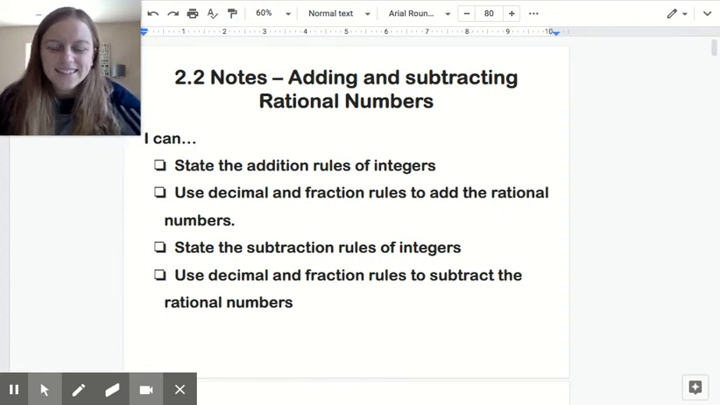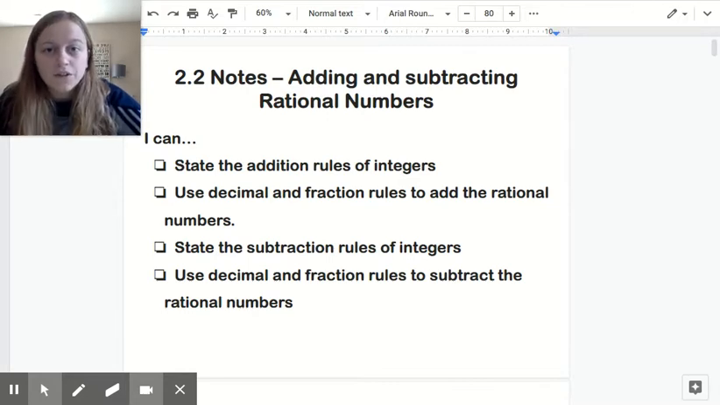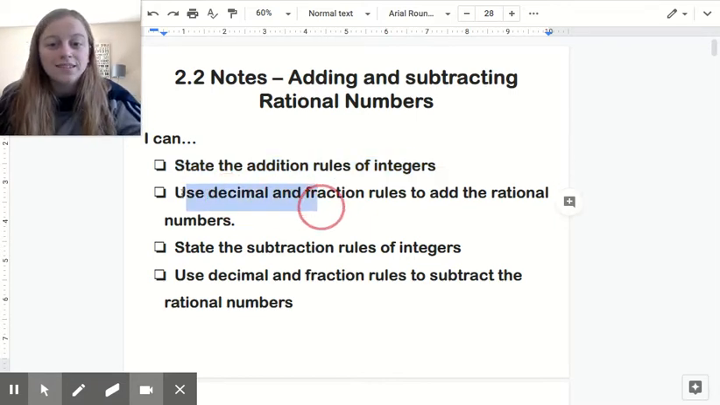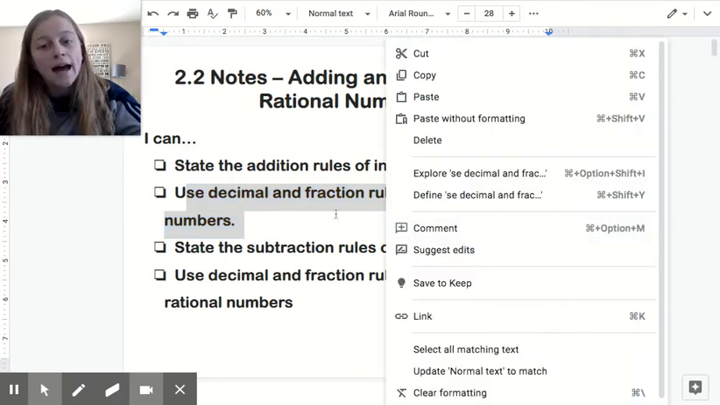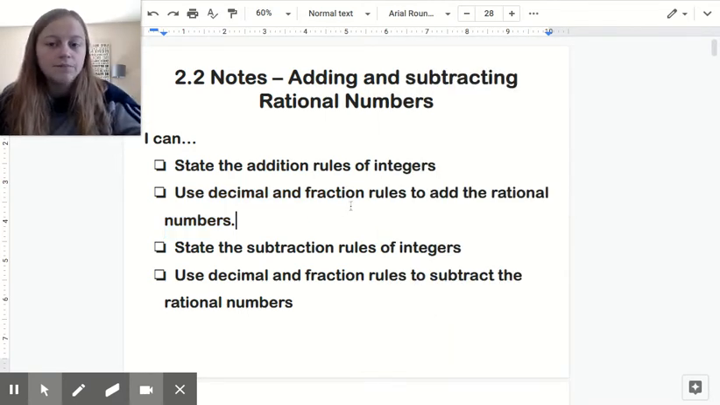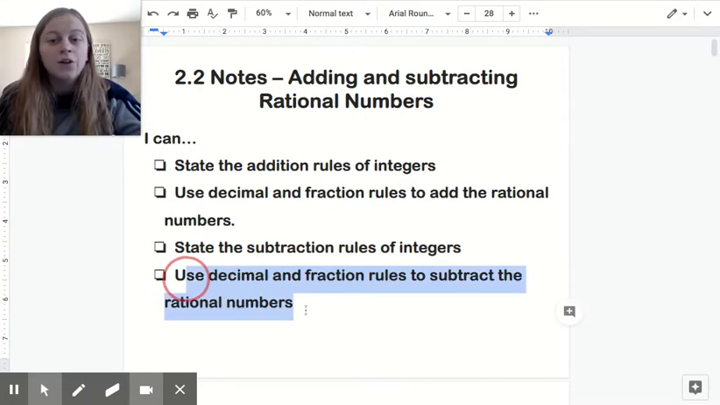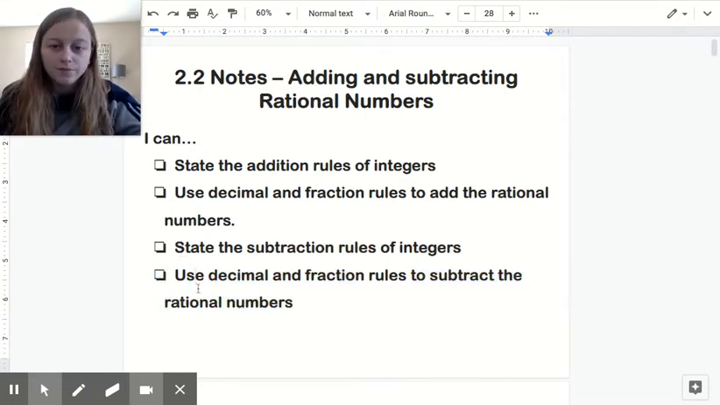All right, hi guys. Today we are doing 2.2 adding and subtracting rational numbers. So there's a lot that goes into today's lesson. First, you need to be able to state the addition rules for integers, which is what we did in chapter 1. Then you need to use decimal and fraction rules to add the rational numbers. Once we get through those two, then we'll move on to stating subtraction rules for integers. Again, we learned this in chapter 1. Then using decimal and fraction rules to subtract rational numbers.